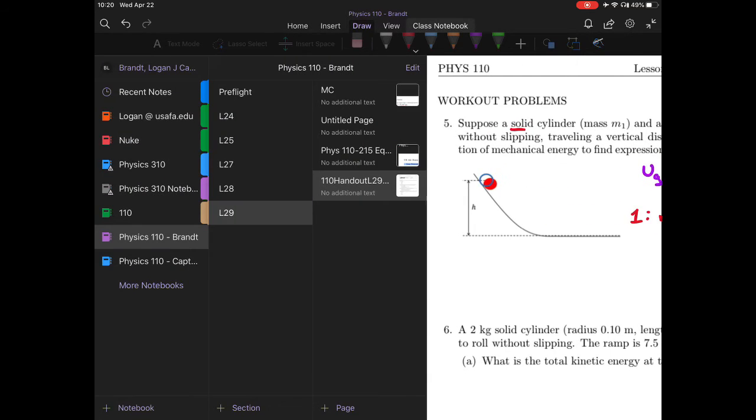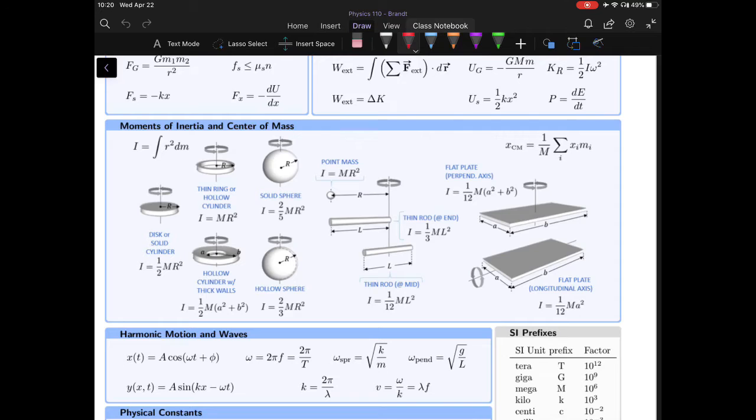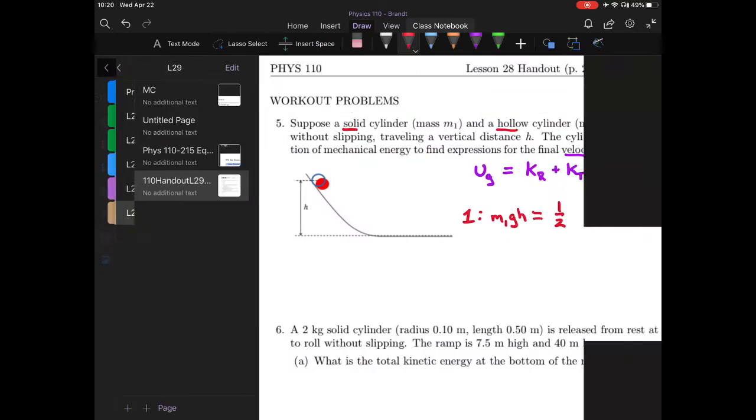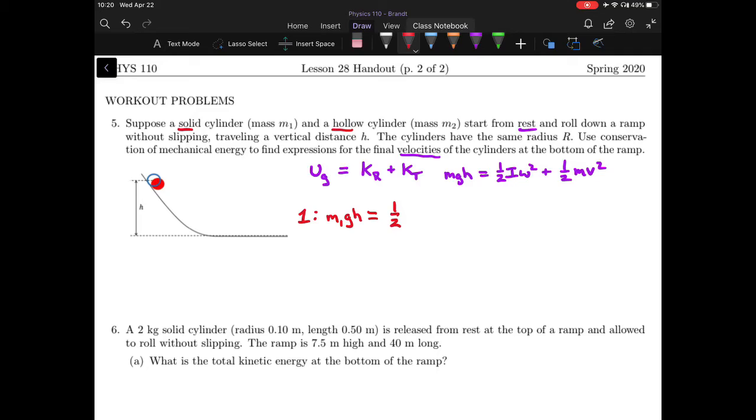If we go to our equation sheet, we can look up disk or solid cylinder here. So we've got 1/2 mr squared that we're going to put in for I. So I is 1/2 m1, and then the radius is r squared. So there's our I, and then we have omega squared plus 1/2 m1v squared.